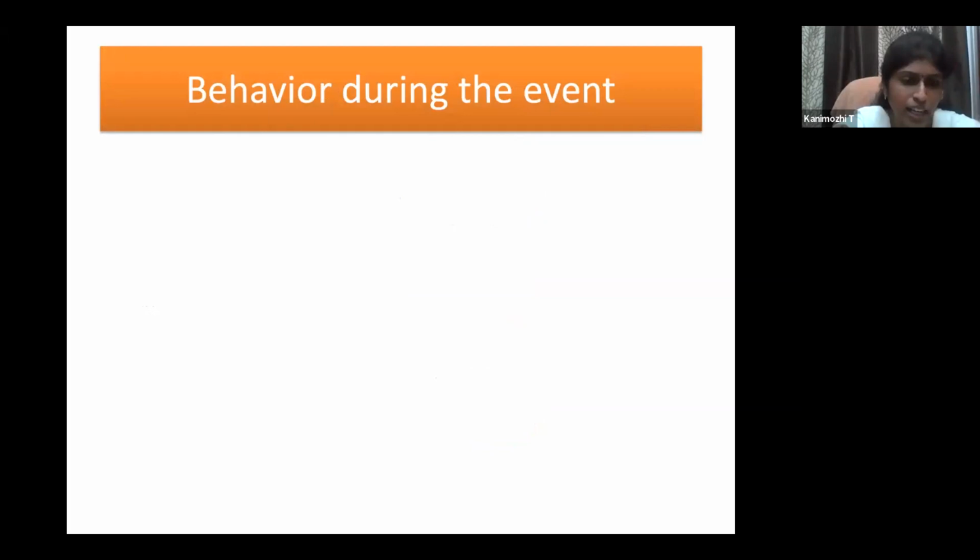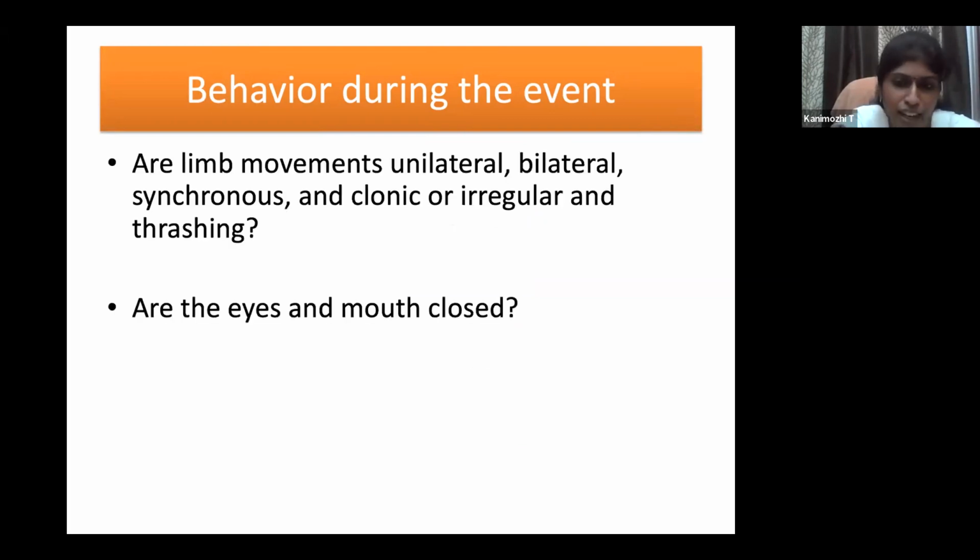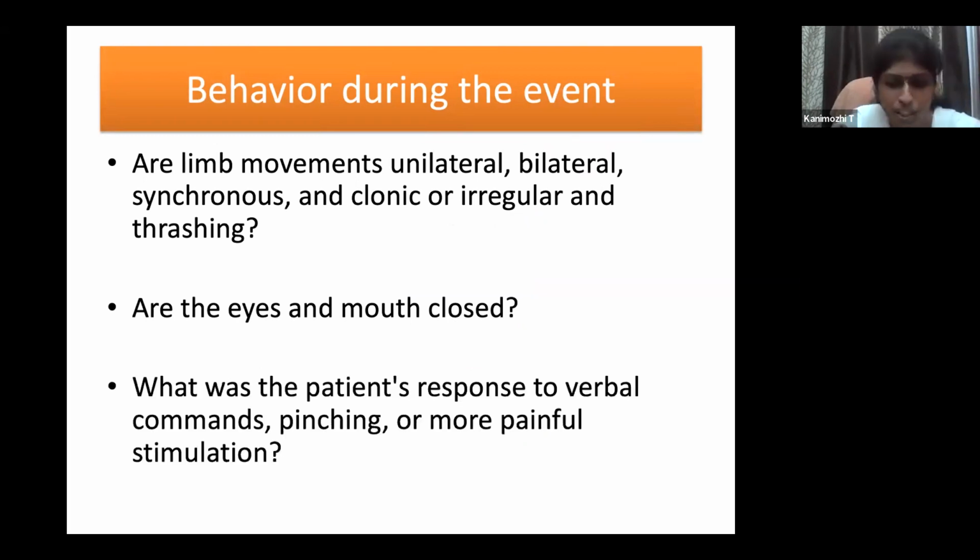This is very important, what happened to the eyes and the mouth. Okay, so eyes usually are open in case of generalized seizures, and in the mouth you can also have deviations to one side. Whereas in psychogenic causes or syncope, usually the eyes are closed. And what is the patient's response to the verbal commands, pinching or any pain stimulus? Okay, so usually a seizure does not stop immediately with any verbal commands or a painful stimulus. We should think of non-epileptic causes.